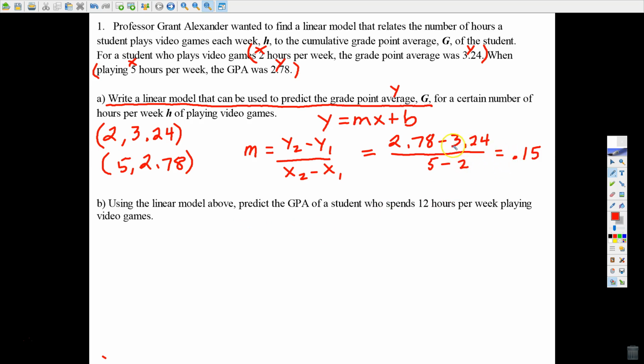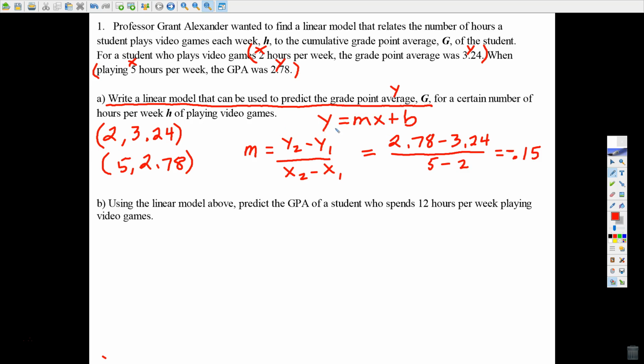Negative. Yeah, thank you. All right, good catch. Okay, so we got the slope. So how do we find the b? If we know the slope of the line, then we can go to either one of these points, it doesn't matter which, to plug in for x and y.